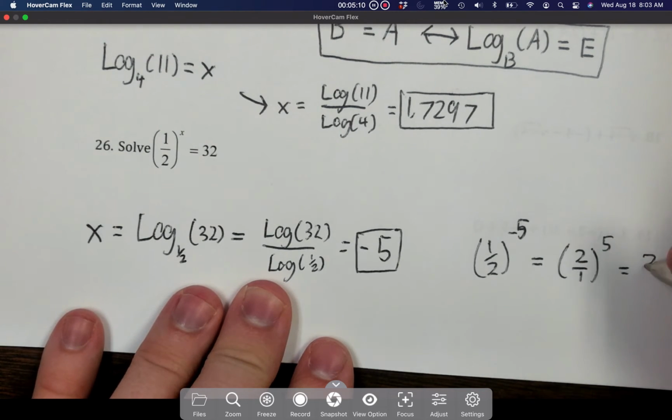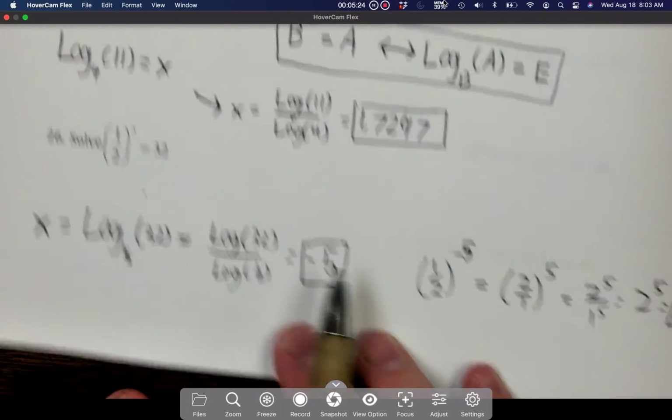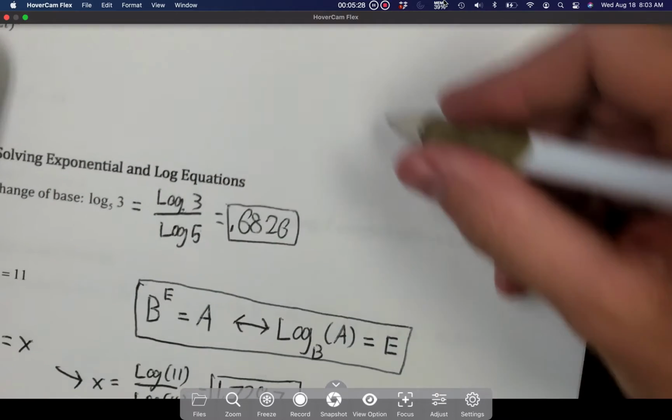Well, now this is just 2 to the 5th over 1 to the 5th. Well, that's just 2 to the 5th, because 1 to the 5th is 1, and 2 to the 5th is 32. So that's why we're getting such a particular answer there. A lot of logarithm questions do have nice clean answers, just to make an extra one on the side here.